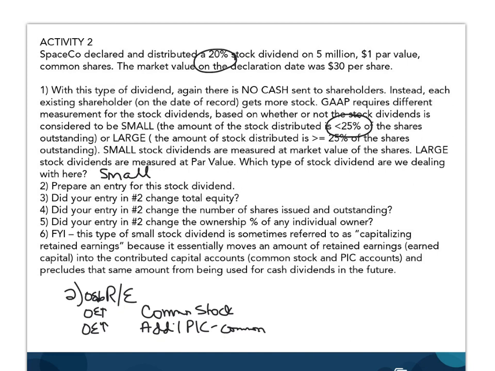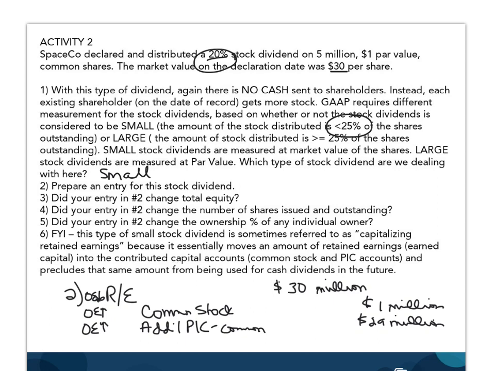So we're going to value this at market value. First of all, we need to figure out how many shares that is. 20% of 5 million is 1 million. 1 million shares at $30 a share is going to be 30 million. So that's the value of my dividend. And then to do the entry, I'm going to use the par value for the common stock, and the excess goes to additional paid-in capital.